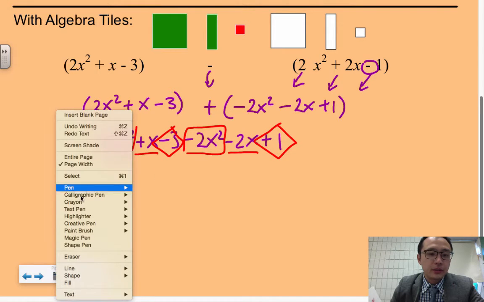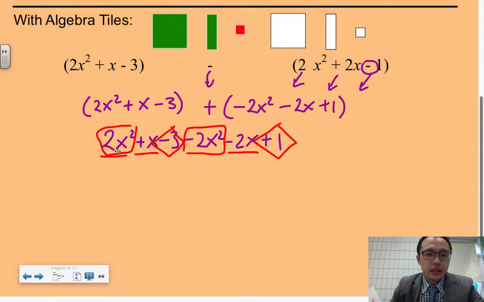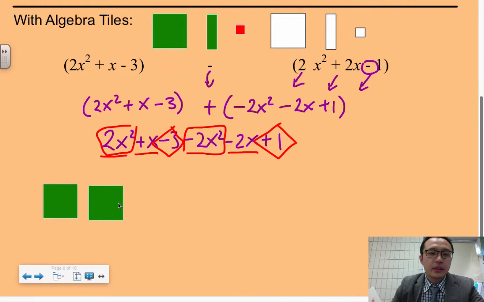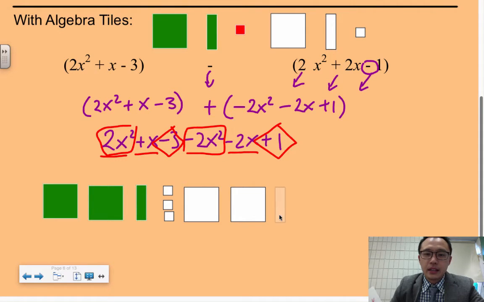How do we do this with algebra tiles? So let me see. Positive 2x squared. So I have 1 here and positive x squared. Positive x, I have positive x. Okay. -3, I have the white ones for -3. So I have 3 of these ones because it's negative. And then the next one is a -x squared. So I need the negative ones and I need 2 of these ones. And then lastly, I have your -2x, so these are negatives again, and finally +1, like that.